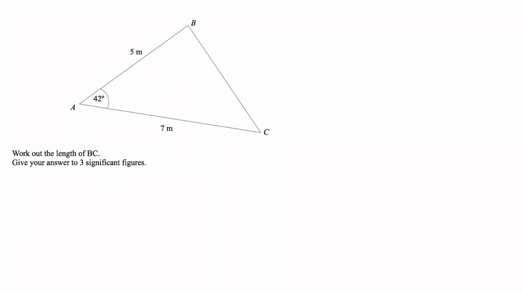Now let's have a look at a different question. In this question here, again, it's telling us to find the side BC and to give an answer to 3 significant figures. So again, how do I know that I can use the cosine rule here? I know that I can use the cosine rule because I have the two sides and the angle in between the two sides, and I've been told to work out BC, which is the side that is opposite my angle, and therefore I can use my cosine rule formula again.